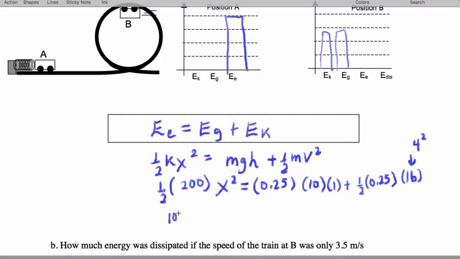So when we simplify this, we're going to end up getting 100x squared equals 2.5 plus, when we work all this out, I believe it's going to be 2, but let me just double check that, because it is 2. Isn't that nice? So x squared is going to equal 4.5 divided by 100, so that when we get the compression of the spring, that's going to end up being about 0.2 meters.